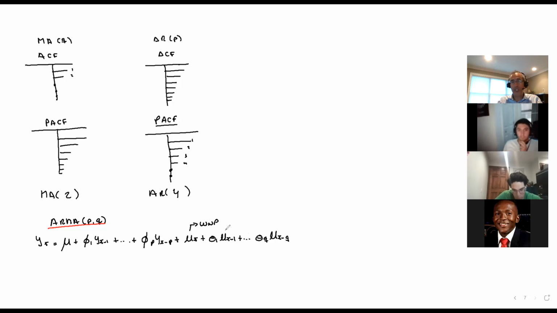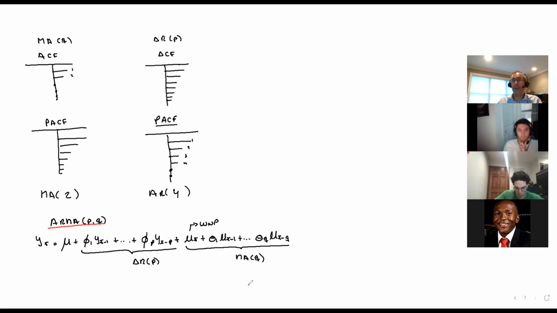Got it? You see this part here is my AR(p), and this part here is my MA(q). Correct? So the ARMA(p,q) process, guys, simply uses a mixture of these two processes.